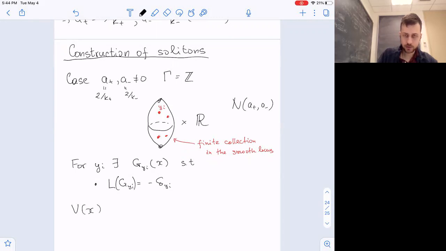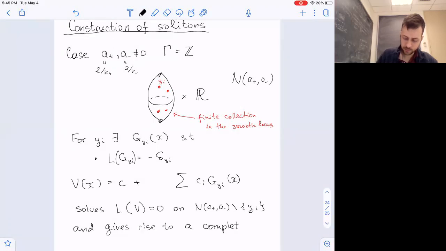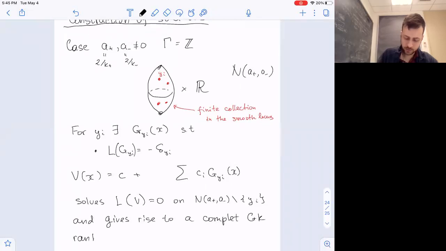And V of x, which equals a constant c_i times the sum of g_yi of x, solves L V equals 0, or rather on the complement of these points. And this gives rise to a complete generalized scalar rank 1 soliton.